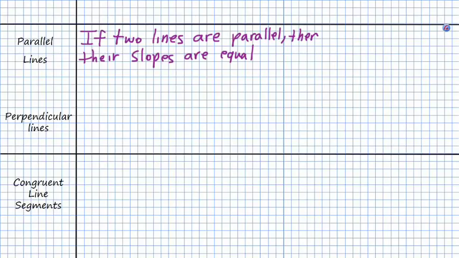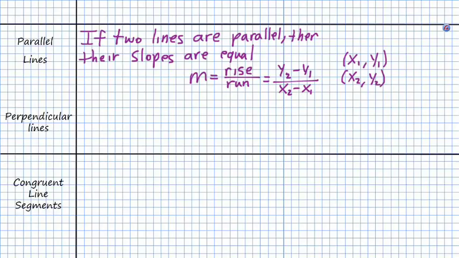And remember, your slope formula is m is equal to the rise over run, which is equal to y2 minus y1 over x2 minus x1, where x1, y1, and x2, y2 are points.